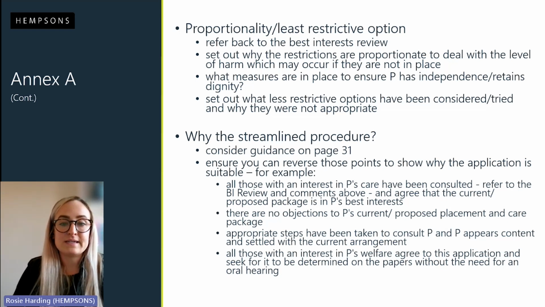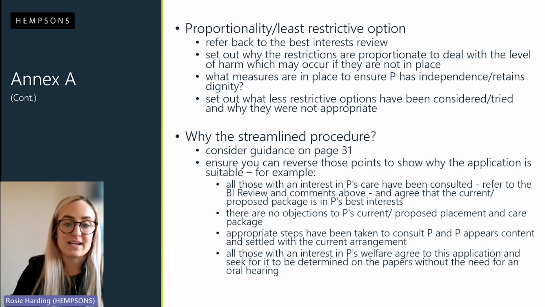So ensure you do a summary here of the less restrictive options which have been considered, when, and why they weren't appropriate. These measures, as I said earlier, should have formed part of your best interest review and should be well documented in the best interest review that you're filing with the application. But there's no harm in going over them again here and ensuring that they're included in summary.